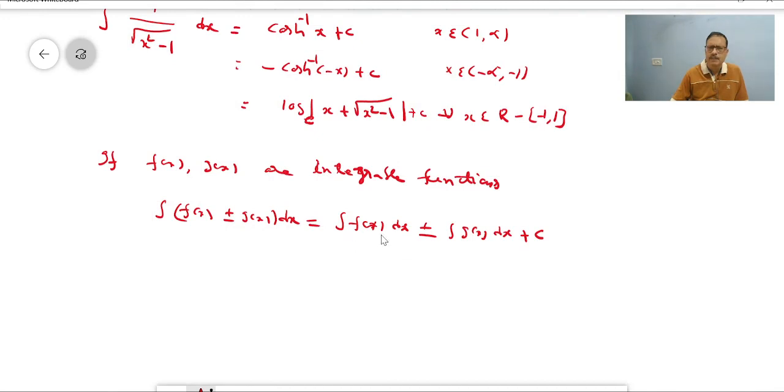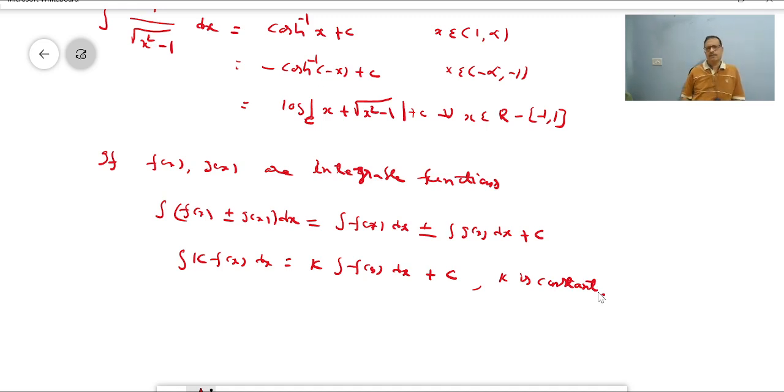We can write the integral of f of x dx plus the integral of g of x dx. If we have the integral of f of x minus g of x dx, what can you write? The integral of f of x dx minus the integral of g of x dx plus constant. So the integral of k into f of x dx is equal to k into the integral of f of x dx plus constant. Here k is a constant.